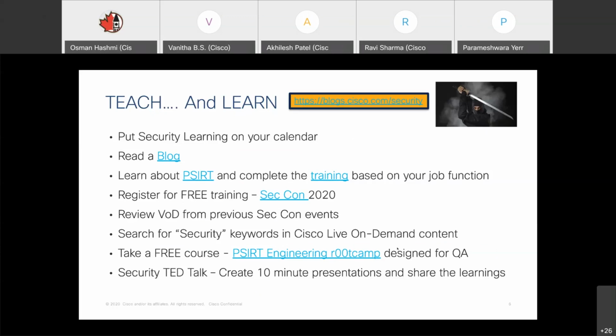You can also spend some time learning about PCERT and complete the training based on your job function. They have different types of trainings, one for QA, one for development, one for SE. For us in development, there are very specific learnings that PCERT has put together, and you get credit for that. All of the security conferences within Cisco are archived. You would find tons of material, video on demand, from 30-minute sessions to 2-hour sessions that you can budget for, and you get credit for those. So 1 credit for every hour spent on that.